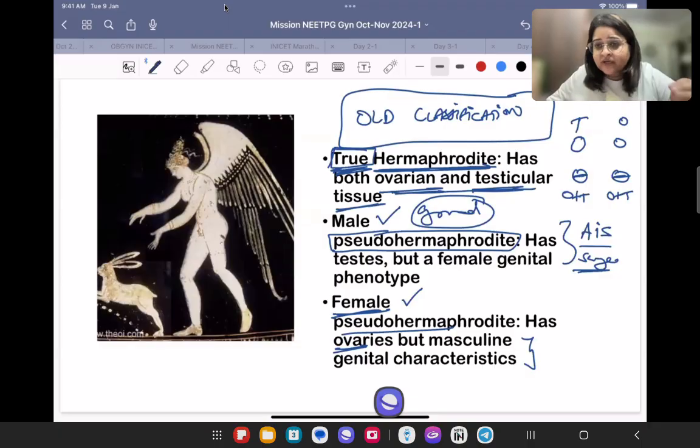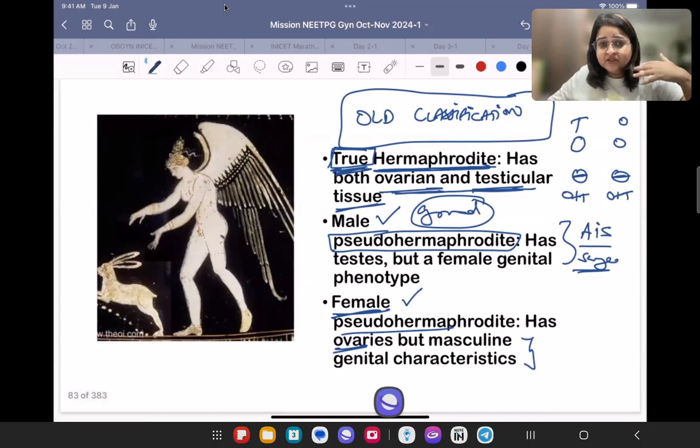So pseudo hermaphrodite, Yutika, exactly why you don't know. These are people who are born either with ambiguous genitalia, or they come in the pubertal period and are confused about the sex because the karyotype is showing something like we have just discussed. And so many we've discussed already.